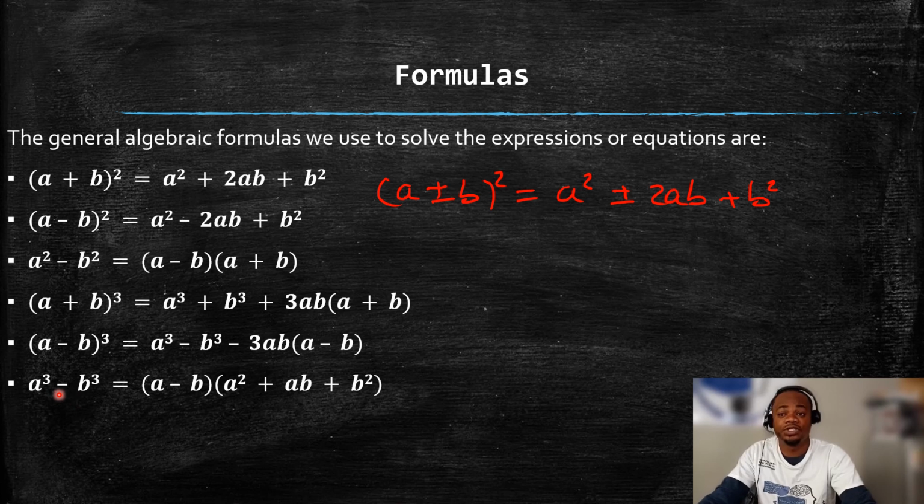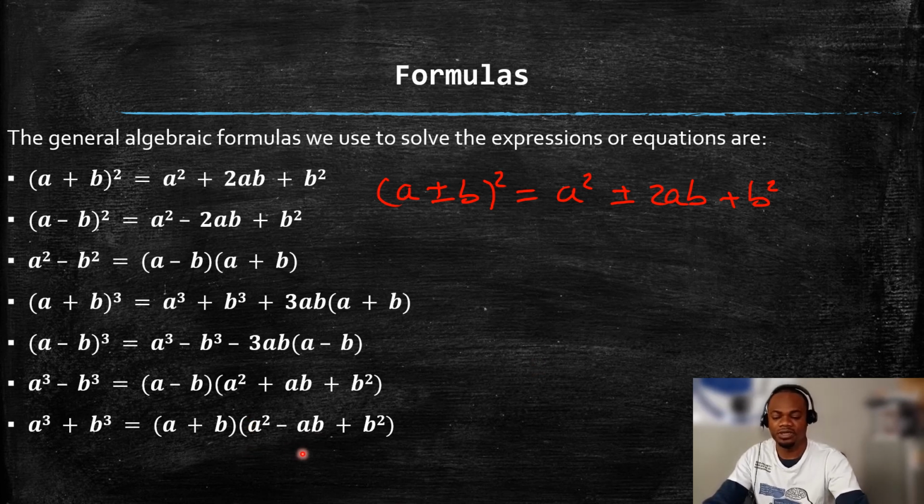And then a cubed minus b cubed is a difference of two cubes, so we can do (a minus b) in the bracket, times (a squared plus ab plus b squared). And then a cubed plus b cubed is the sum of two cubes. Here's the formula.